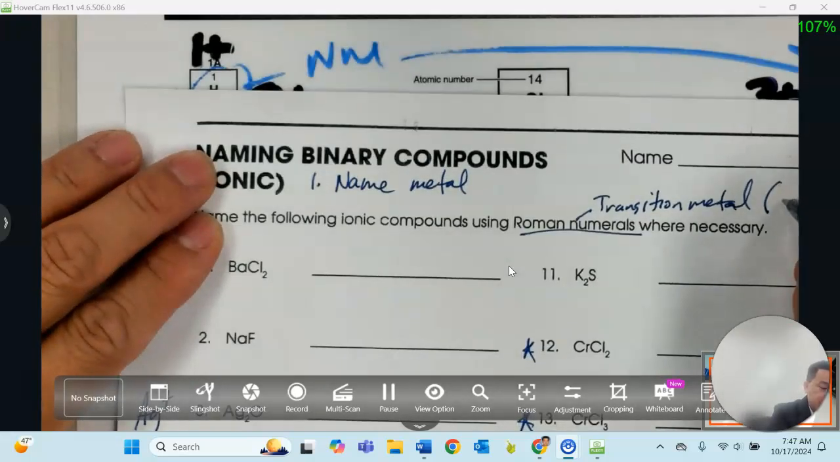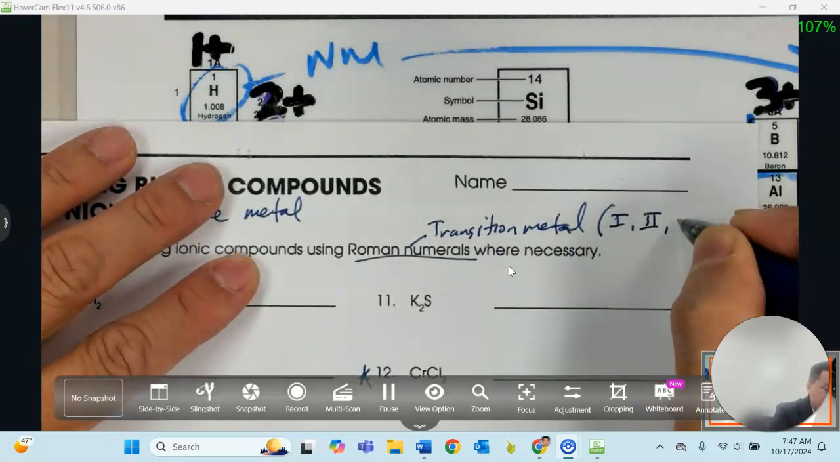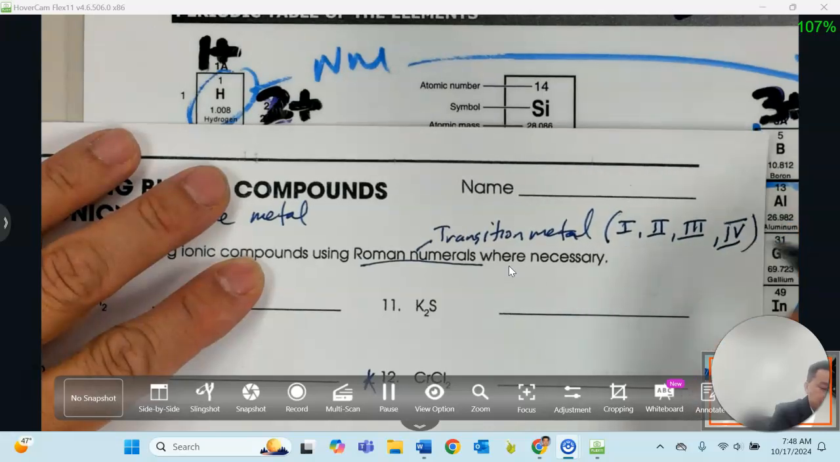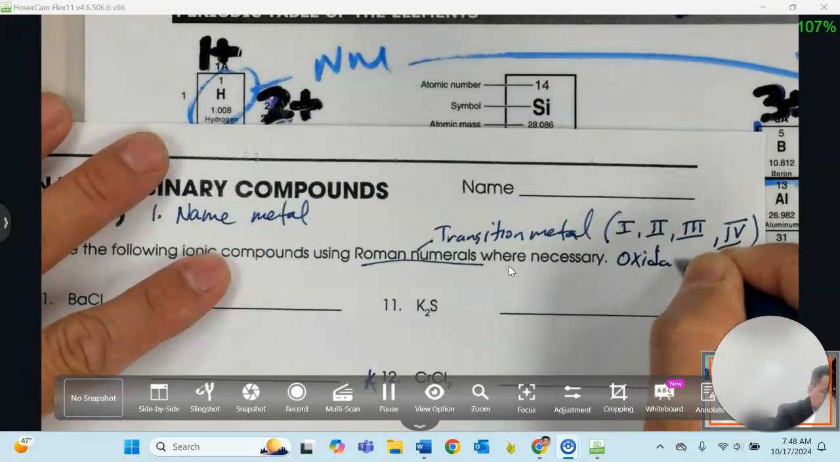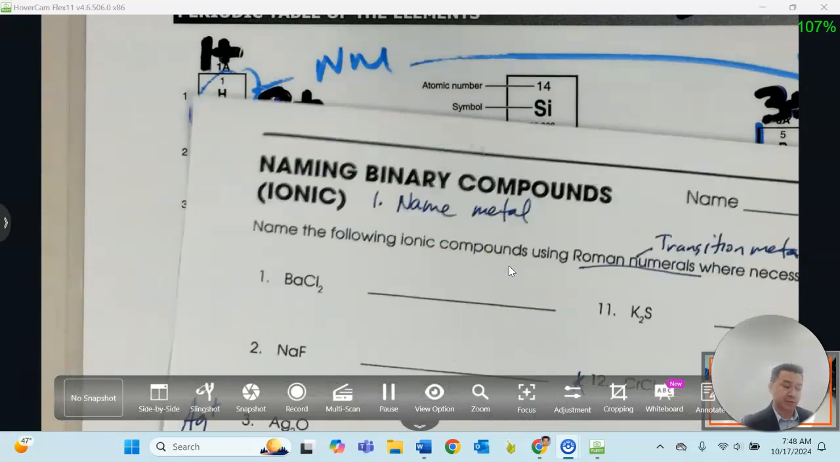This is for the Roman numerals. 1 is I, 2 is II, 3 is III like this. 4 is IV. It only goes up to 4 really. So this is to show the oxidation number, which is the charge. Okay. So I'll show you a couple.